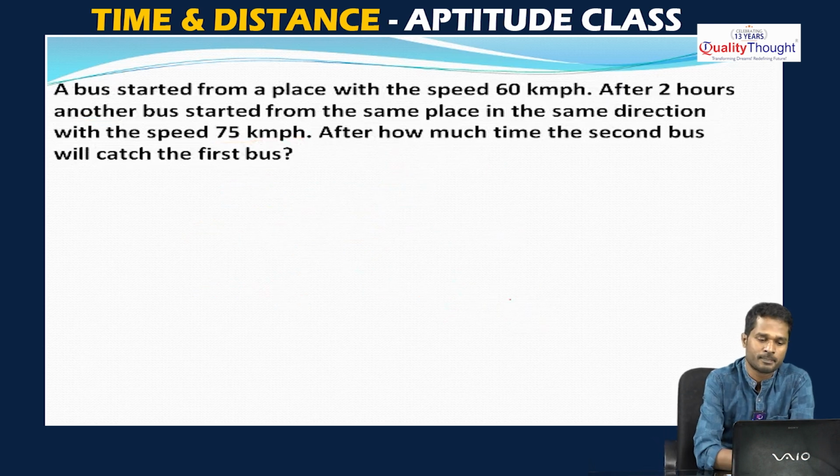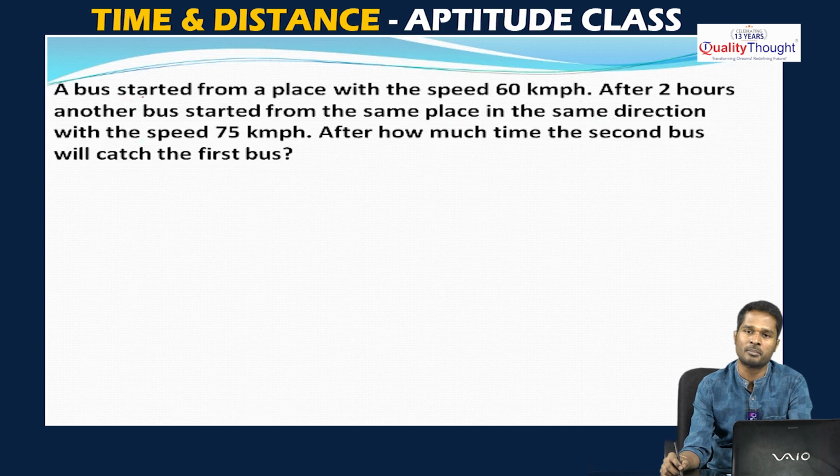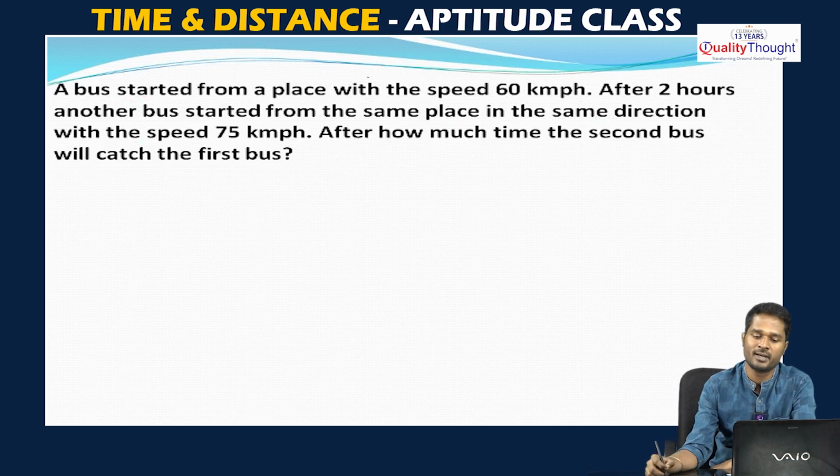This question says, a bus started from a place with the speed 60 kilometers per hour. After 2 hours, another bus started from the same place in the same direction. First, from one place, a bus started with the speed 60 kilometers per hour. After this bus started, after 2 hours, another bus started from the same place in the same direction with the speed 75 kilometers per hour.